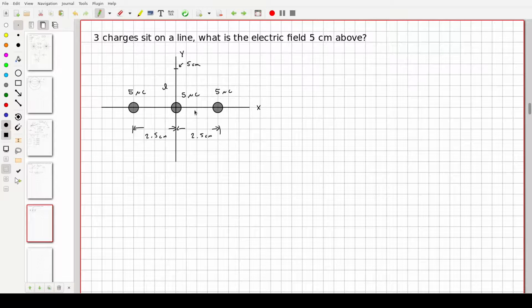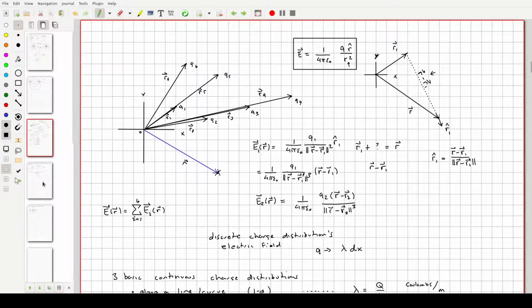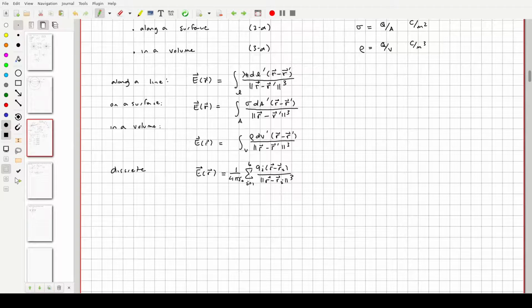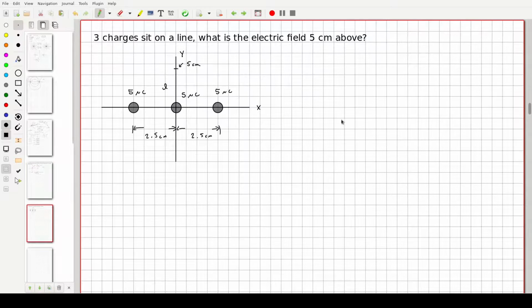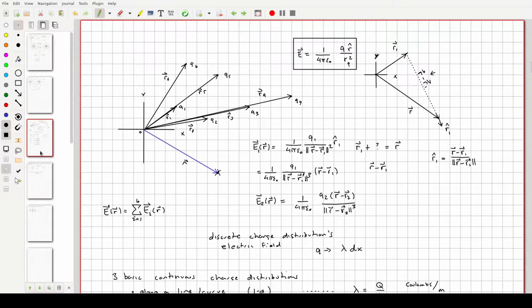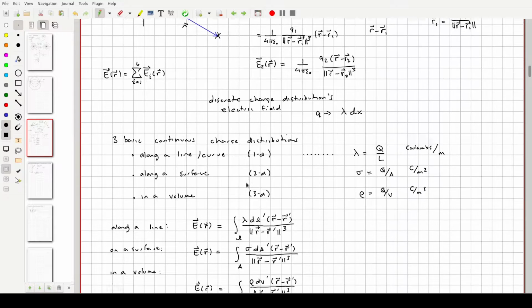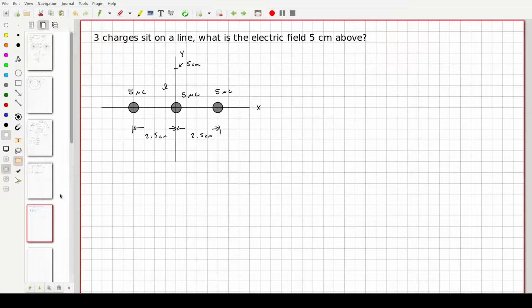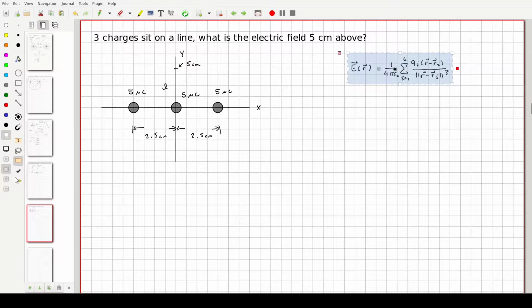Okay, these are discrete charges. So if I want to find what the net electric field is there, if I were to look at my list of different electric field equations here, I would want to use the one that deals with discrete charges right here. Let me just write it off here to the side. Actually, I'll tell you what, just to make my life easy, I'm going to copy and paste it. This is a nice feature. And I'm going to place it right here.